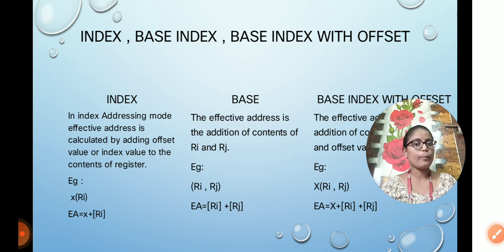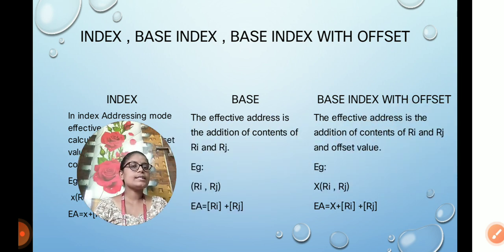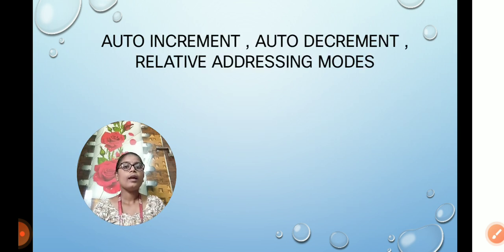Here the effective address is the contents of the register plus the contents of Rj. Base index with offset: the effective address is the addition of the contents of the register, Rj and the offset value. That means, in addition to the base addressing mode, the offset value is also added to the effective address, and the operand at that address is used for the operation. Other addressing modes are auto increment and auto decrement.